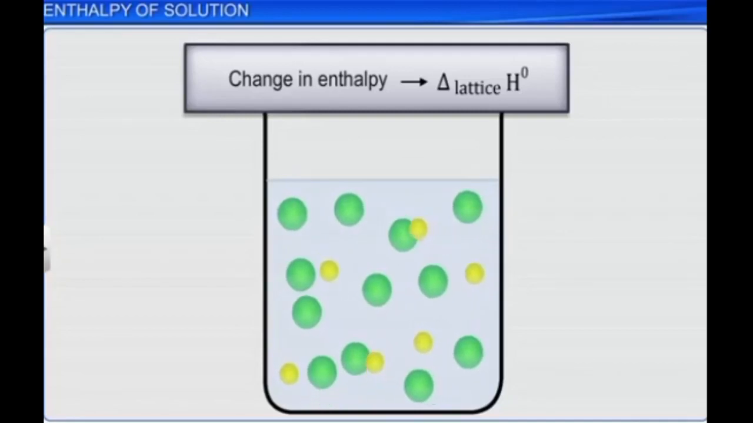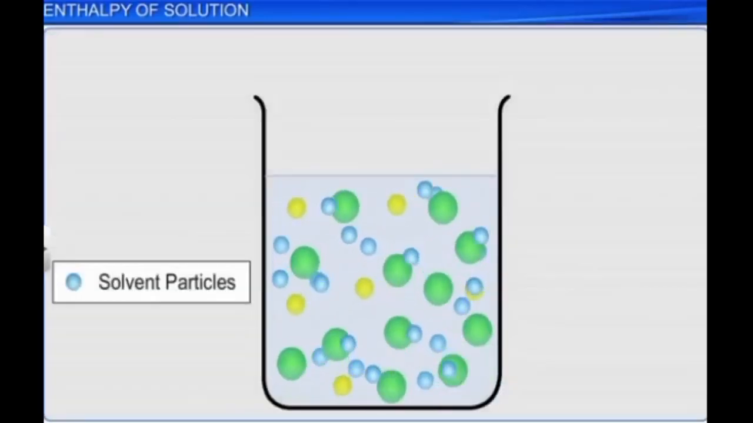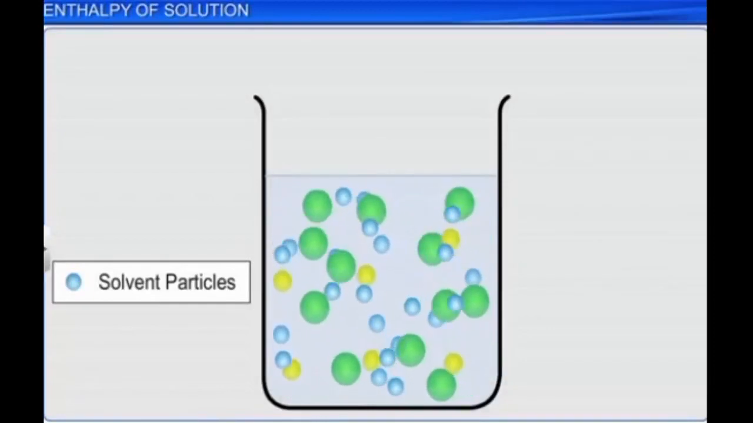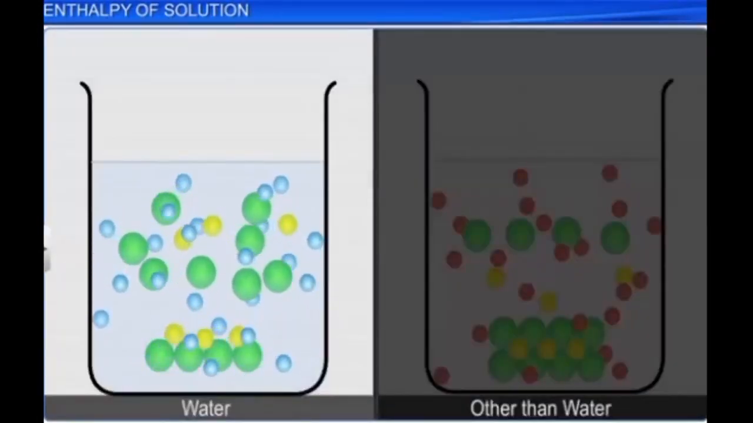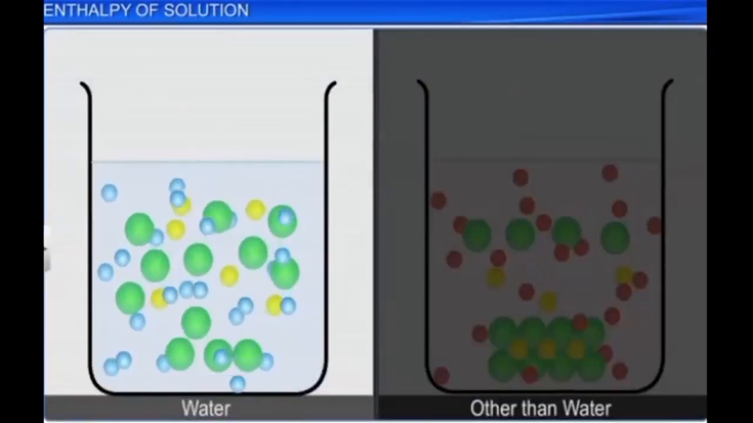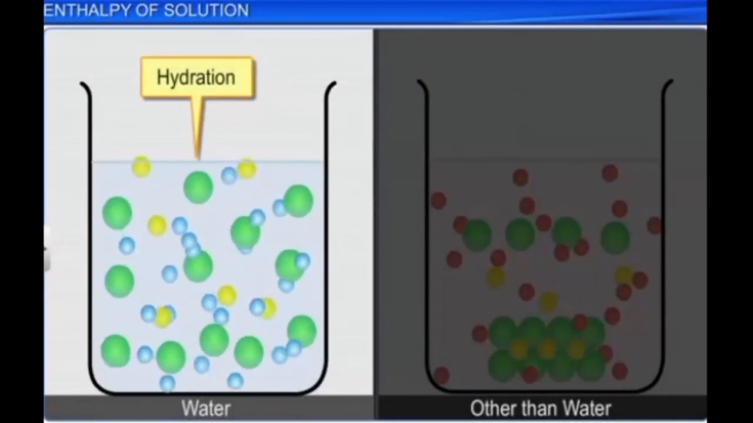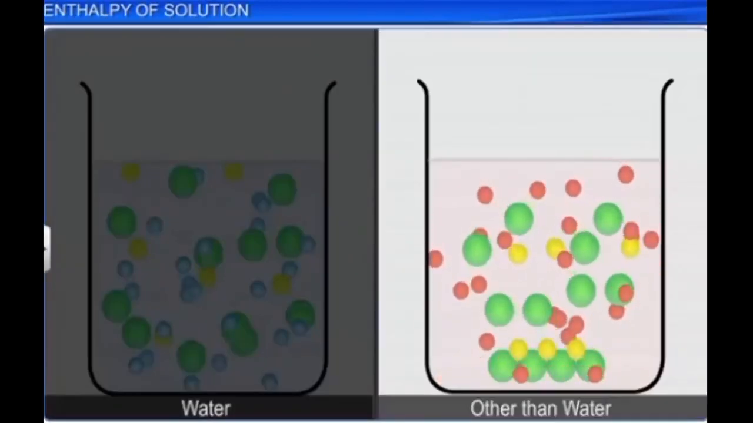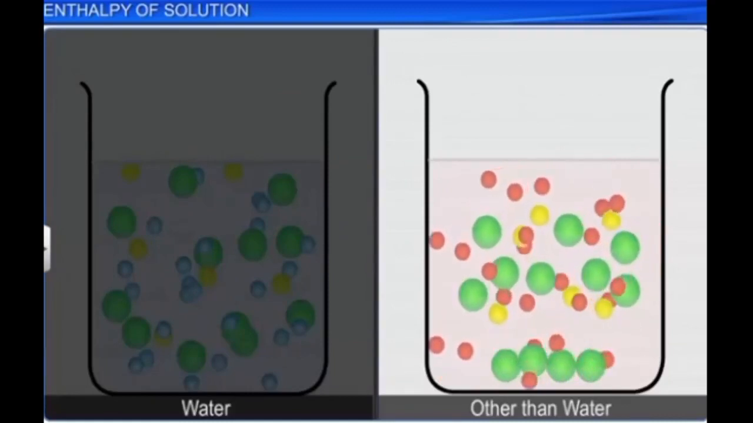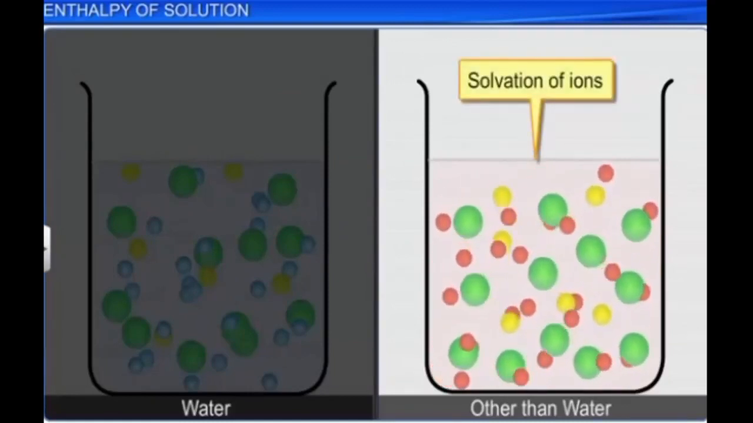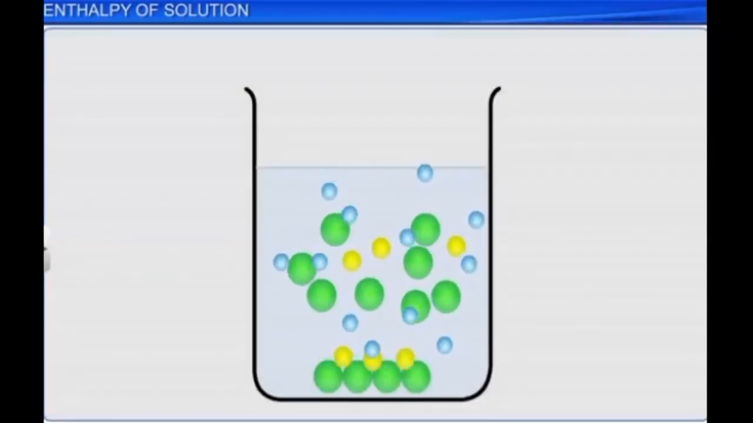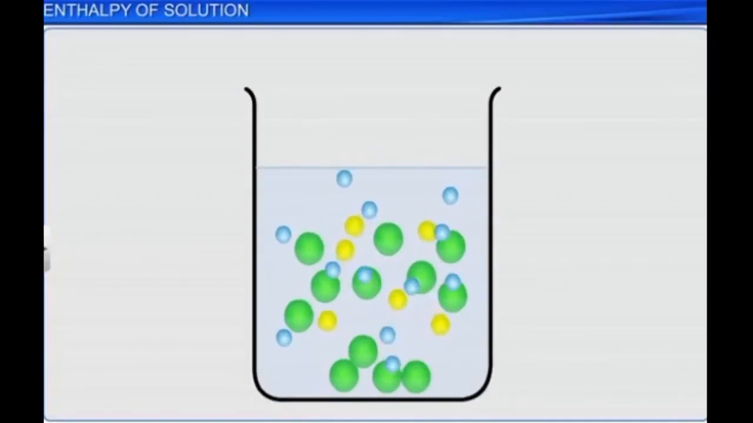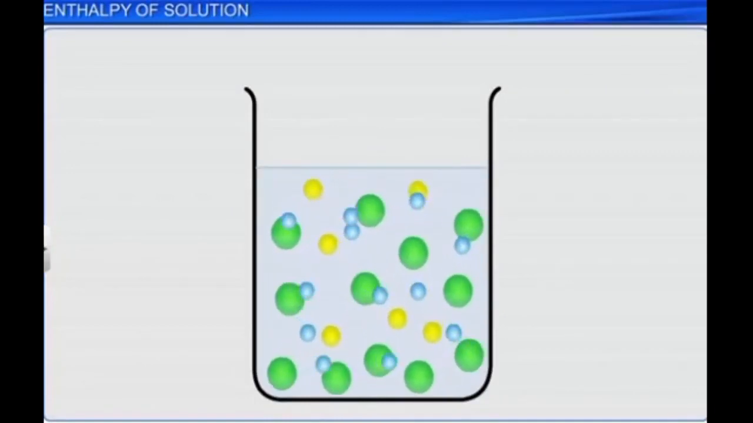Slowly these ions start moving freely in the solution and start interacting with the solvent particles. When water is used as a solvent, the dissolving process is called hydration. If any other solvent is used, then the process is known as solvation of ions. The energy change that occurs in dissolving of AB ions in the solvent is known as enthalpy of hydration of ions and is represented as ΔhydrationH0.